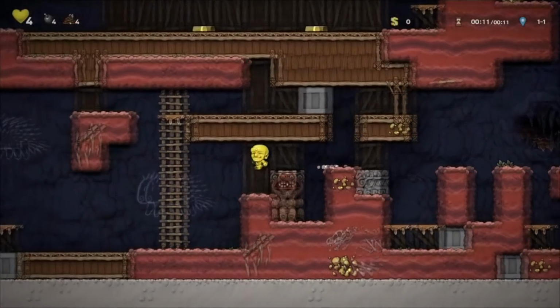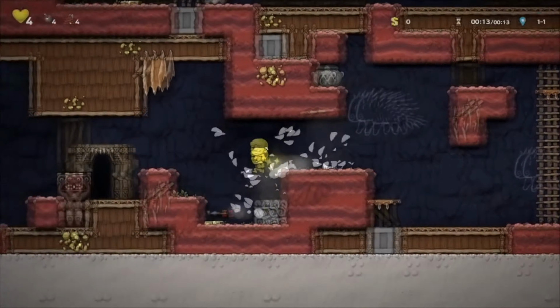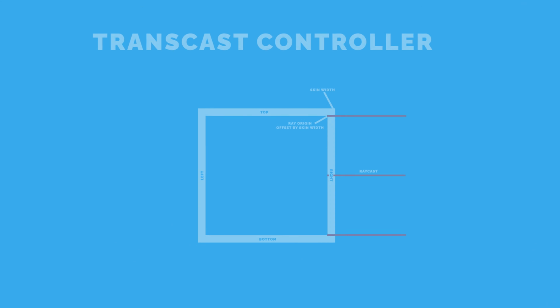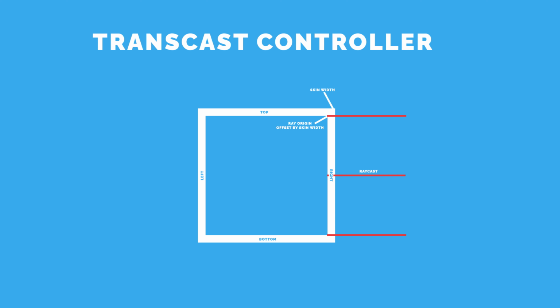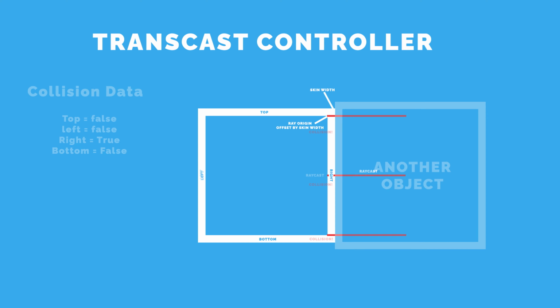This is a major advantage of the Raycast translation controller as opposed to its physical rigid body counterpart. The Transcast controller works by firing rays from its collider's bounds. The origins of the raycast are offset inwards by a skin width to ensure if the collider is sitting flush with another collider, the rays don't just pass through and not register a result.